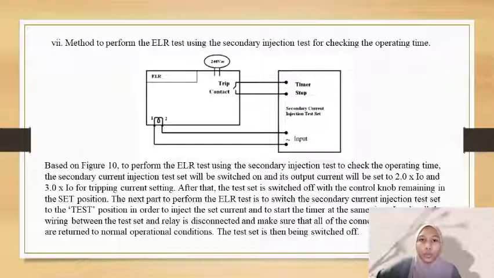The next part to perform the ELR test is to switch the secondary current injection set to the test position in order to inject the set current and to start the timer at the same time. And lastly, all the wiring between the test set and relay is disconnected, making sure that all of the connections to the relay are returned to normal operational conditions. And then the test set is switched back.